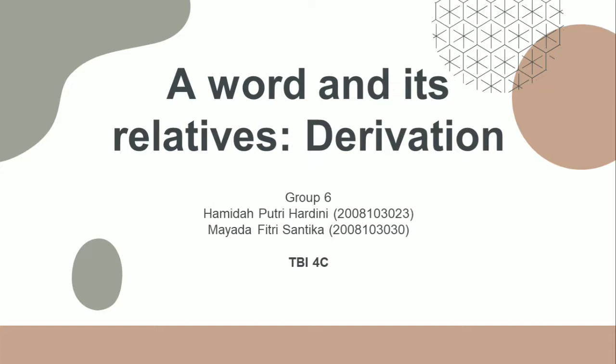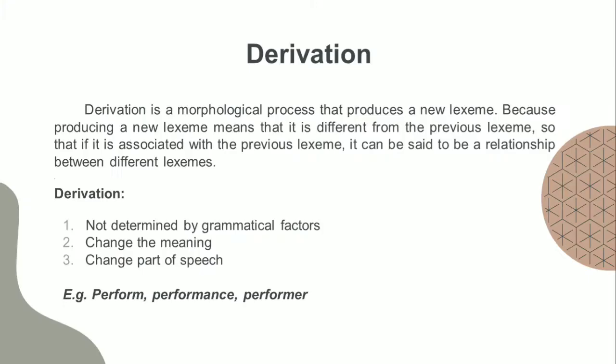In this video, we will explain about derivation. Okay, let's do the material. Derivation is a morphological process that produces a new lexeme. Because producing a new lexeme means that it is different from the previous lexeme, so that if it is associated with the previous lexeme, it can be said to be a relationship between different lexemes.